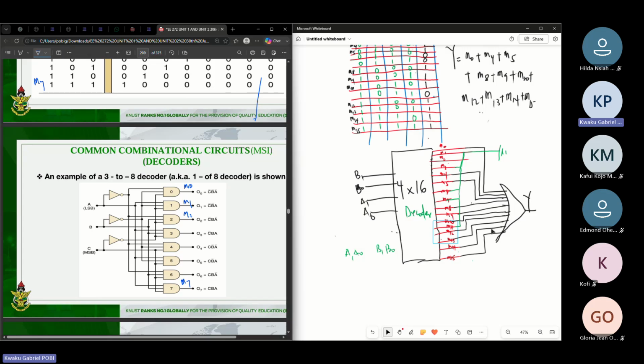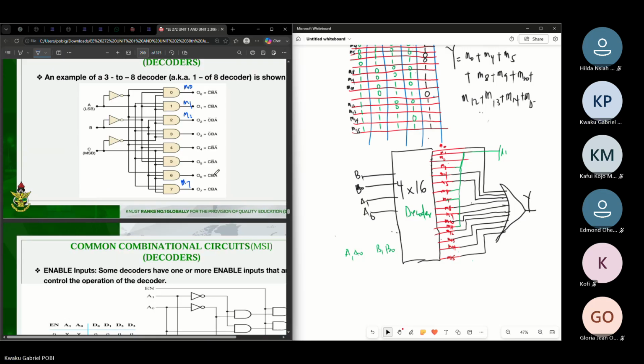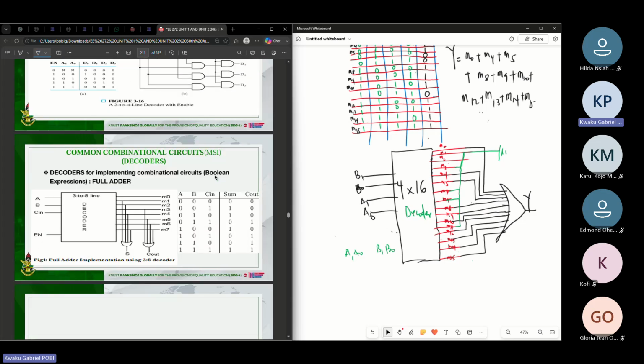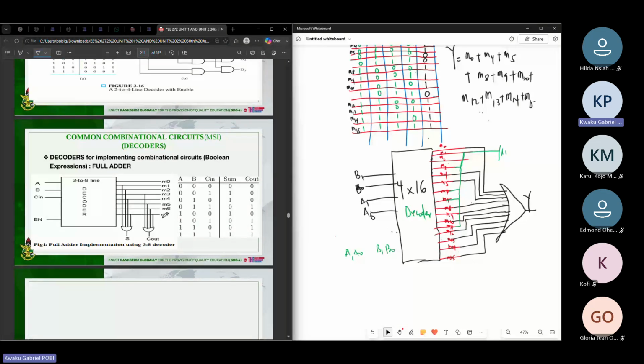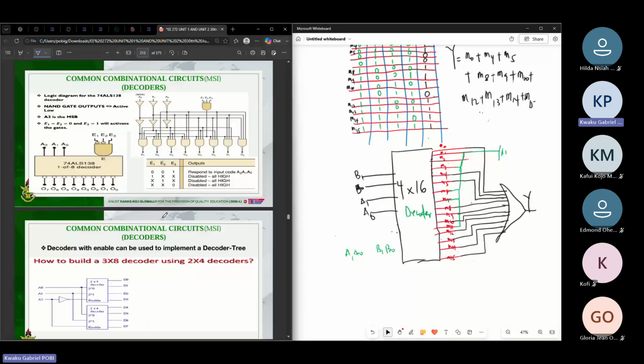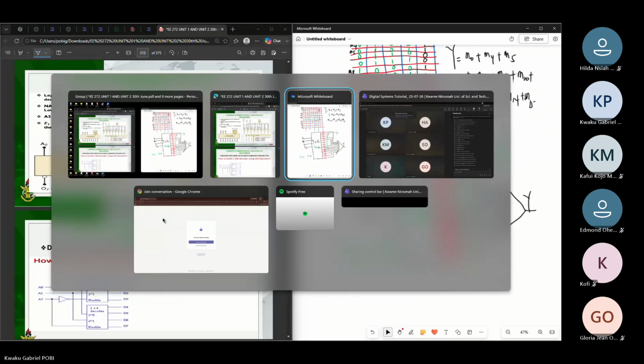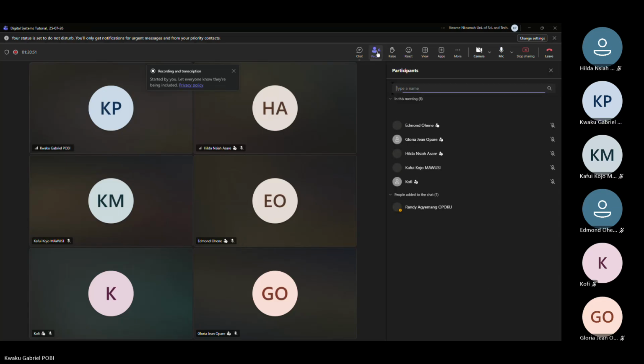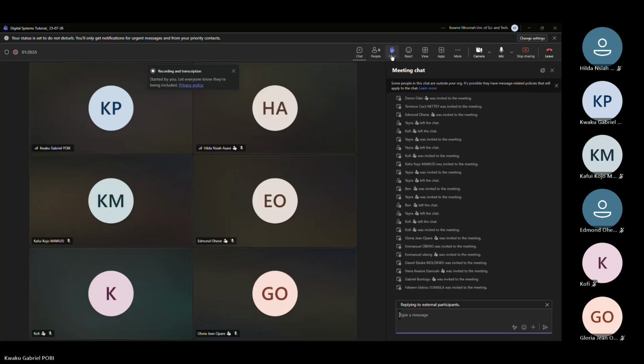Right. So that's that. Any questions from the start up until this point? Any question? We've done this also. Any question before we move on to enables and then decoder tree? Any questions? Okay, no one has a question.